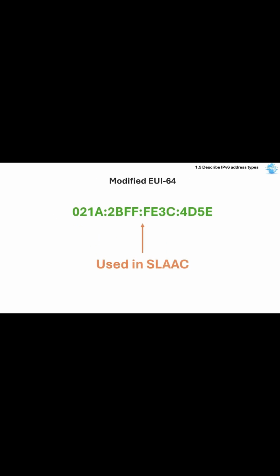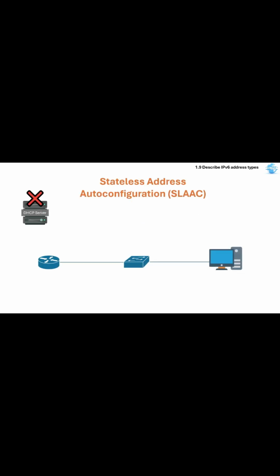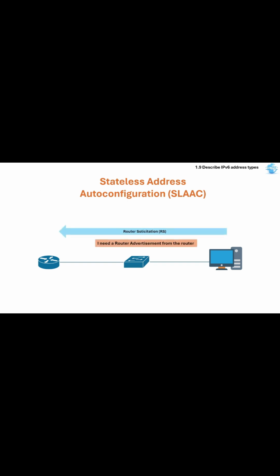This interface ID is used in stateless address autoconfiguration, or SLAAC, which is a method that allows IPv6 devices to automatically assign themselves an IP address without needing a DHCP server. The stateless in SLAAC means no device is tracking the assignment of IPv6 addresses. With SLAAC, devices can autonomously configure their IPv6 addresses using information provided by router advertisement messages.